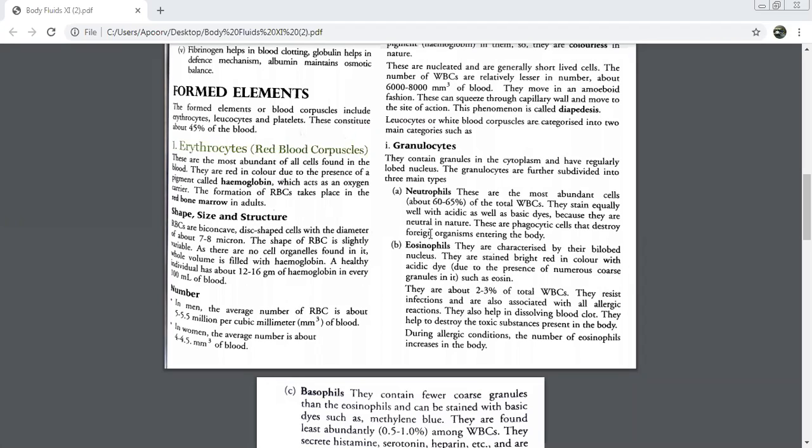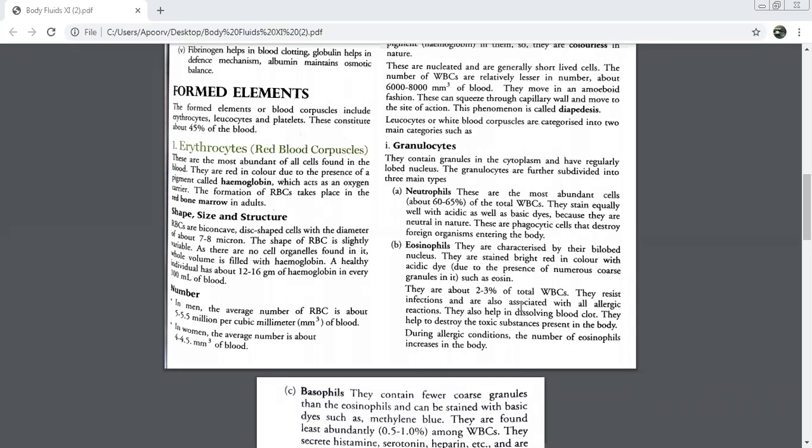So you can see your eosinophils very clearly, but they are only 2 to 3% of the total WBCs. They resist infections and are also associated with allergic reactions. They help in dissolving the blood clots. They help to destroy the toxic substance present in the body. And during allergic conditions, the number of eosinophils increases in the body. How many percent of the total WBCs are eosinophils? 2 to 3.